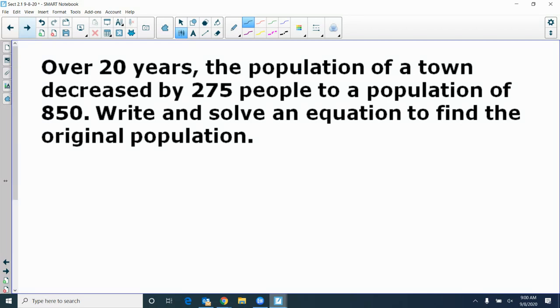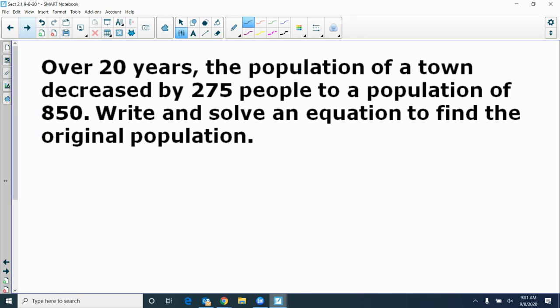Okay. It says over 20 years, the population of the town has decreased by 275 people to a population of 850. Write and solve an equation to find the original population. When you guys are taking these word problems and turning it into an equation, I promise you right now, it's going to be darn near impossible to read it once and then be like, all right, I got the equation, no problem. You're not doing yourself any favors by not rereading it, because you got to go in and find what you want.